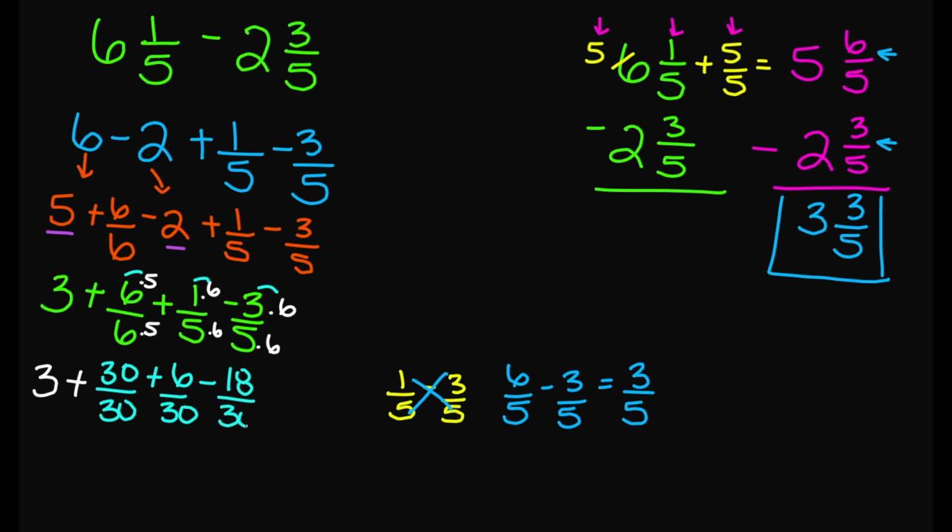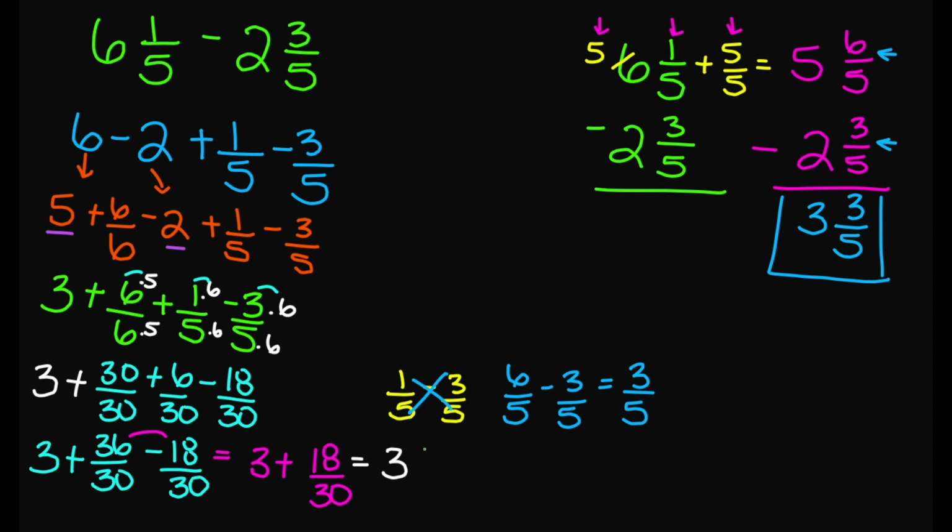Now I'm going to combine all of my fractions here because my denominators are the same. So you have 3 plus 30 plus 6, that's going to be 36 over 30 minus 18 over 30. So then you're going to get 3 plus 36 minus 18, and that's going to be over 30. So your answer here, 3 and 18 over 30.